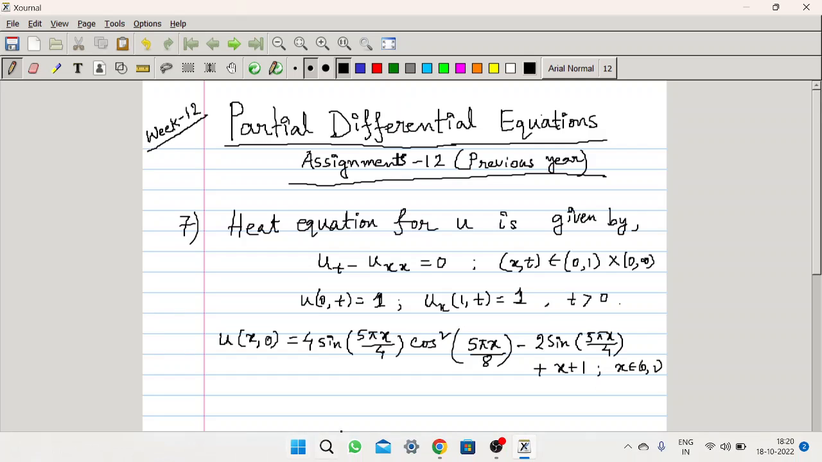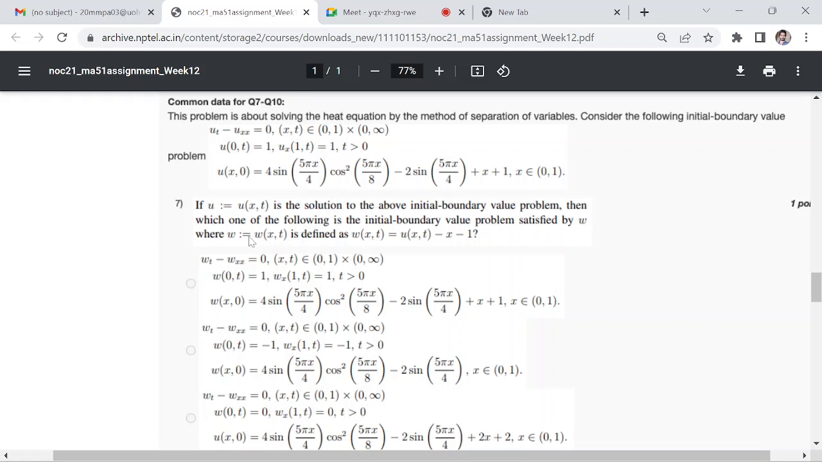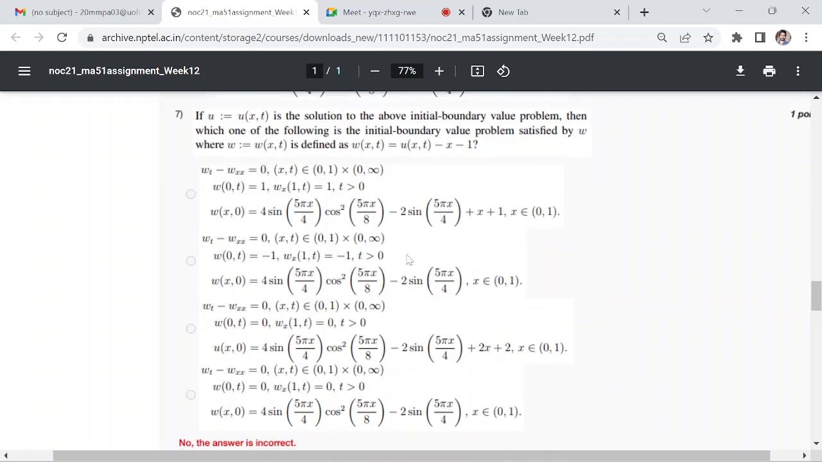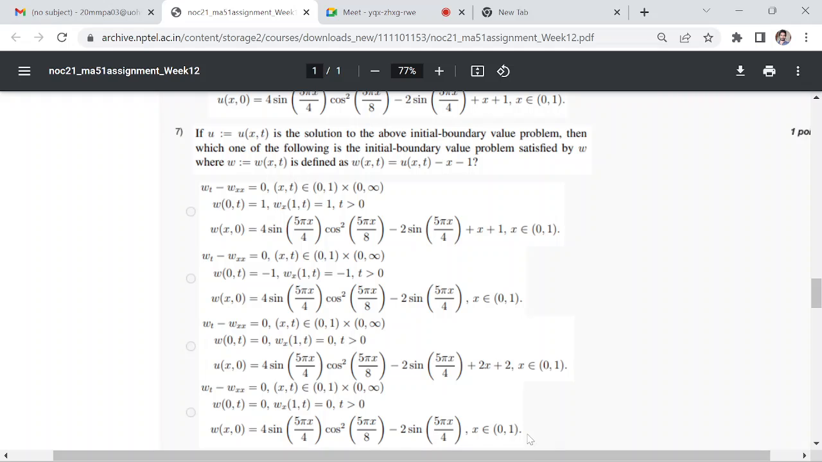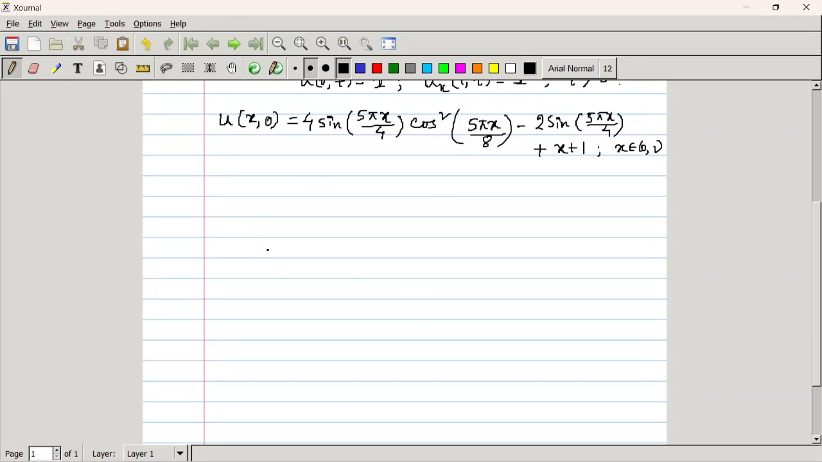So what you have to find, let me show you the question again. You have to find that w is given by w equal to u minus x minus 1, and we have to find the equation which w satisfies. So let me write the expression for w, that is, define w(x,t) as u(x,t) minus x minus 1. Now we have to find the equation for w.